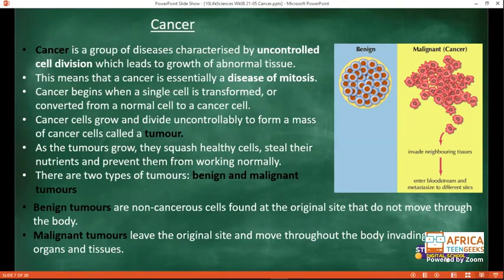And then we have malignant tumors. These tumors leave the original site and tissues. So these are the cancerous cells. I asked you to give me examples of cancers, and you said we have lung cancer, liver cancer, or breast cancer. Those are types of malignant tumors.